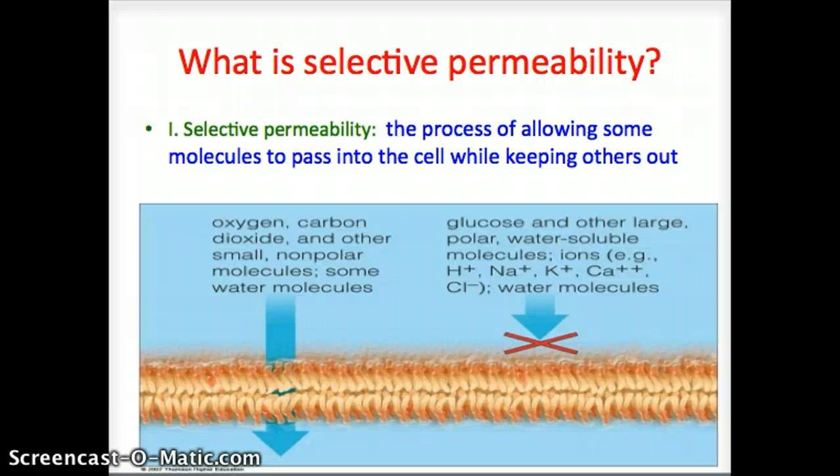Fill in the blanks. What is selective permeability? This is a tough word. Selective permeability. It is the process of allowing some molecules to pass into the cell while keeping other molecules out. Remember, this is in green, so we got to box the green. Make sure we go back and box all the greens. I should have reminded you earlier.